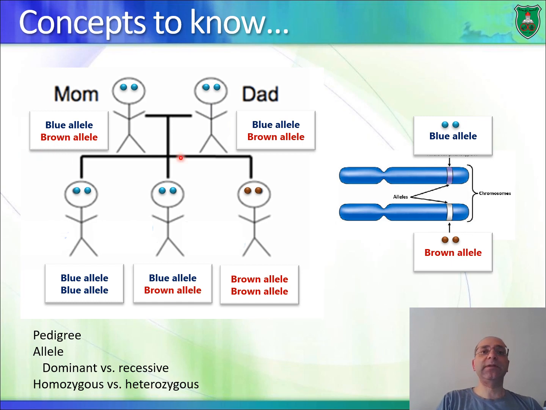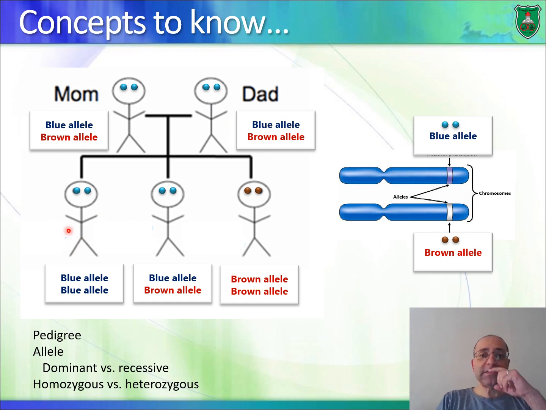So both mom and dad are heterozygous for the eye color gene. Someone would say, why are they heterozygous? And I would say because each one of them has two different alleles. They have the blue eye color allele, and they have the brown allele. So they are heterozygous. Now, there will be transmission of these alleles to their children.